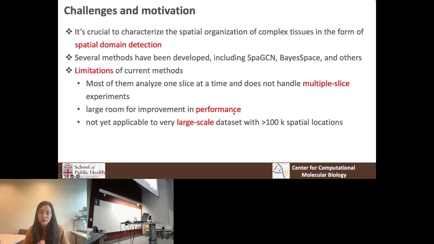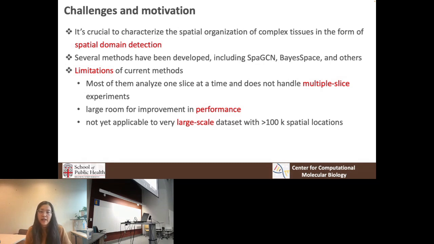Thus, there is a large room for improvement in terms of the performance on domain detection accuracy, as well as the interpretability of the domains they detected. Finally, all of these previous methods are designed for data sets with low to moderate size. They are not computationally scalable to high dimensional data sets with more than 100K spatial locations, like the 10x Xenium, for even one slice. And nowadays, people generate multiple slices at this scale.